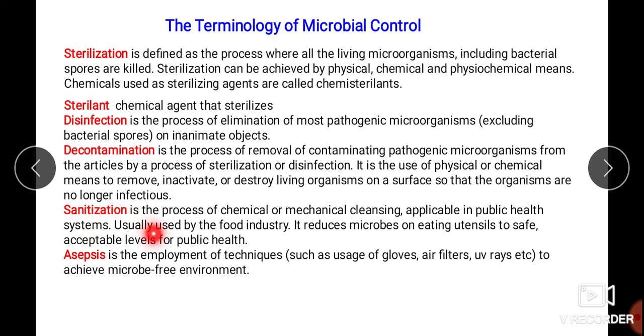Sanitization: this is the process of chemical or mechanical cleansing, and it is applicable in the public health system. Usually it is used by the food industry. It reduces microbes on eating utensils to a safe level.